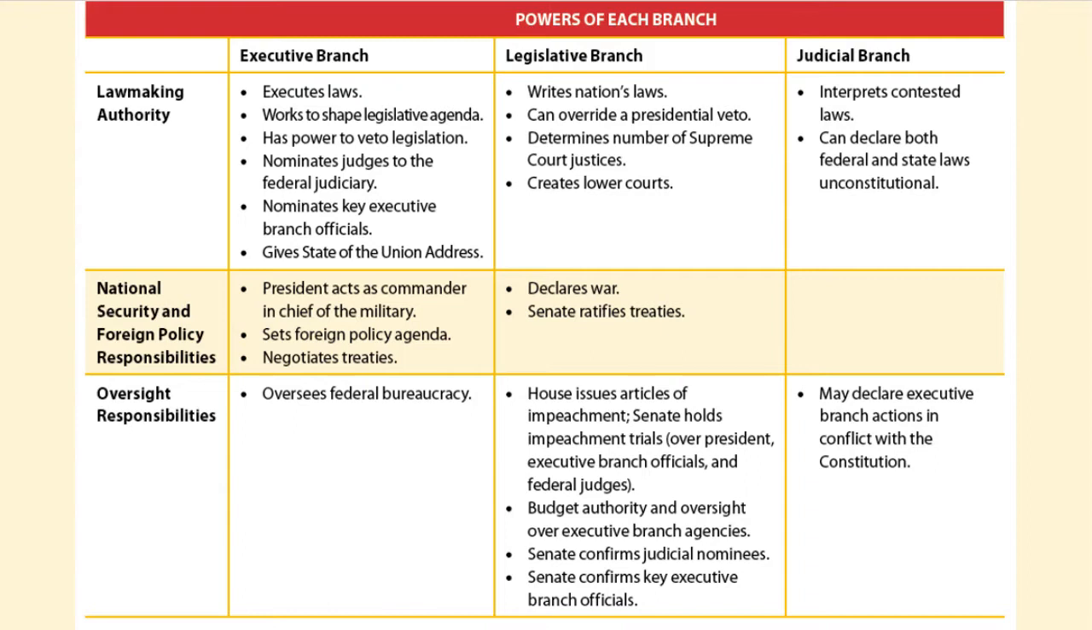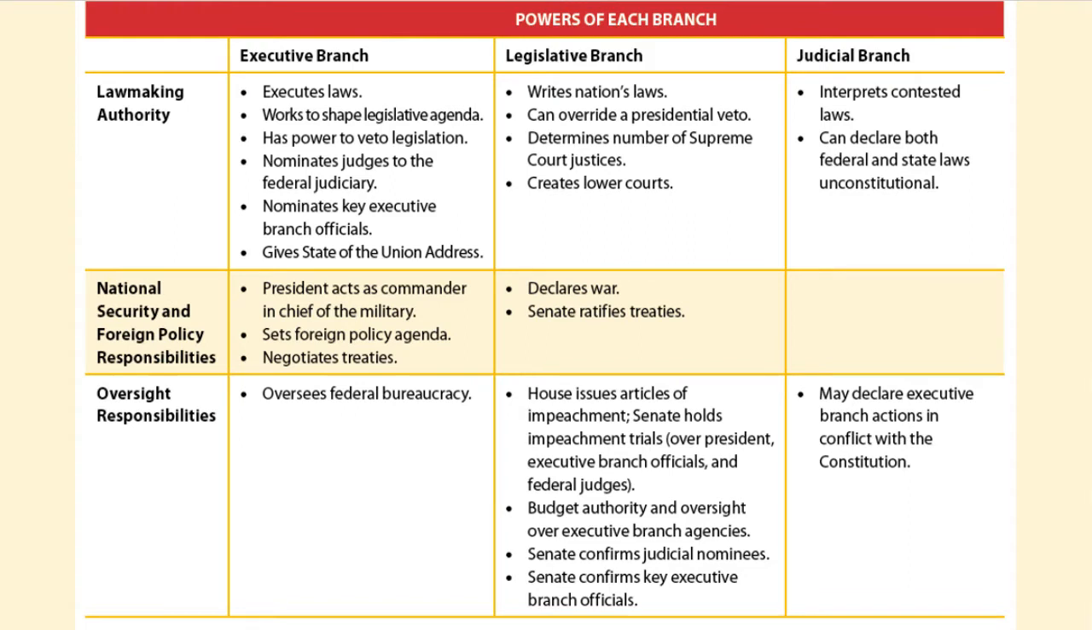Maybe there's a dispute over a word or a misunderstanding, or maybe they feel laws being implemented unfairly. They can declare both federal and state laws unconstitutional. Then let's go to national security and foreign policy responsibilities. Really, the executive branch has the primary functions here. The president acts as the commander-in-chief of the military. That means really they are the boss of the entire military. They also set the foreign policy agenda and they negotiate treaties.